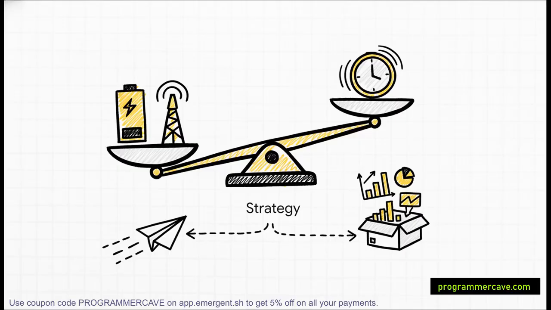You separate your requests. Critical user-facing actions go out immediately. Deferrable background tasks like analytics or logging, those get batched up and sent later.